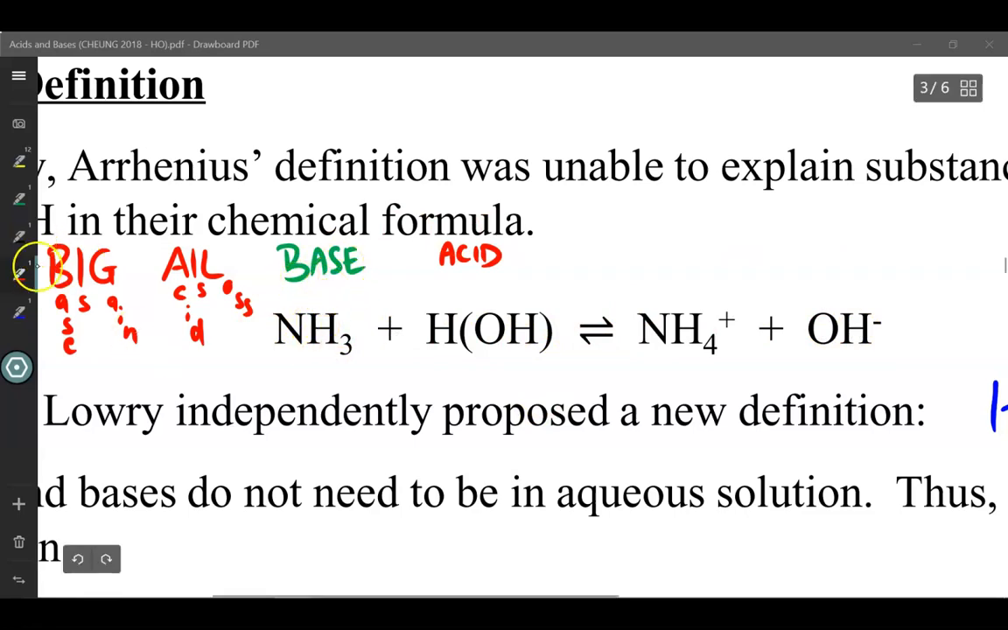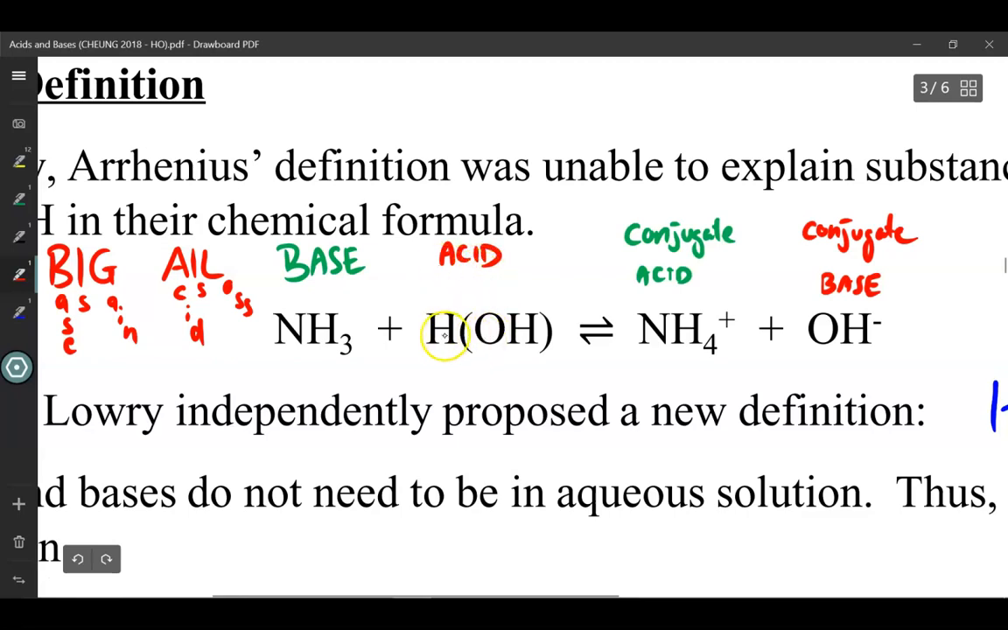Alright, so once again, base is gain of a proton, so whoever gains the proton is considered to be a base, while acid is loss, so whoever loses the proton is considered to be an acid. Now, once that base gains the proton, what it turns into is called the conjugate acid. Meanwhile, when the acid loses the H+, it turns into something called the conjugate base. So they've kind of switched roles, where once it was a base, now it's conjugate acid. Where once it was an acid, it's now a conjugate base.